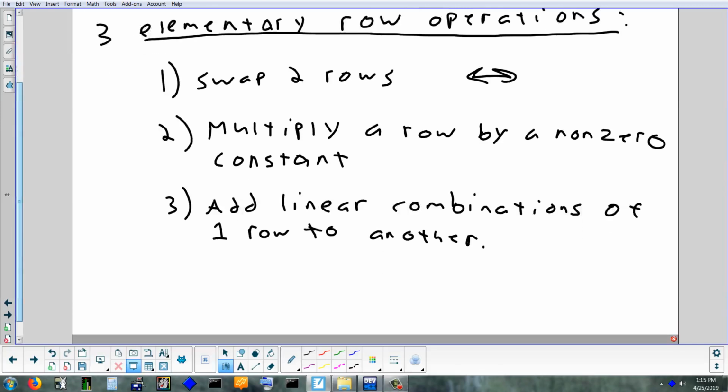Now, when you see me write a number and I circle it, that's going to represent row number whatever. So a number circled, it's not arithmetic, it's just a symbol for row 2, row 3. Okay? Double-ended arrow means swap.